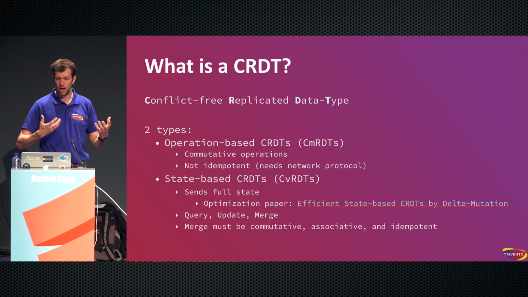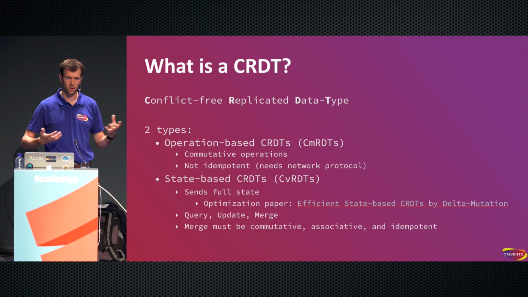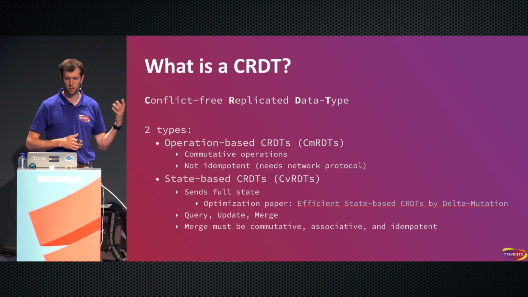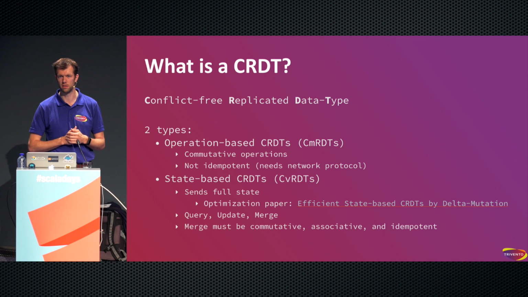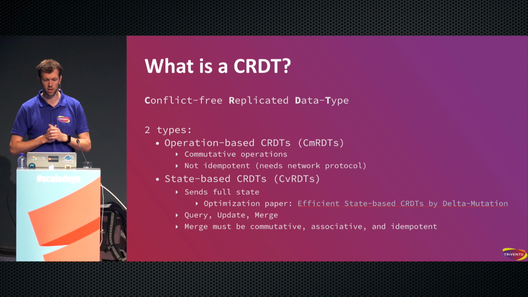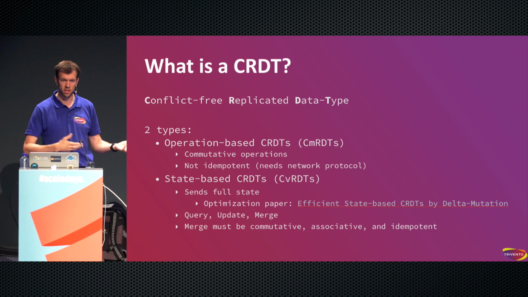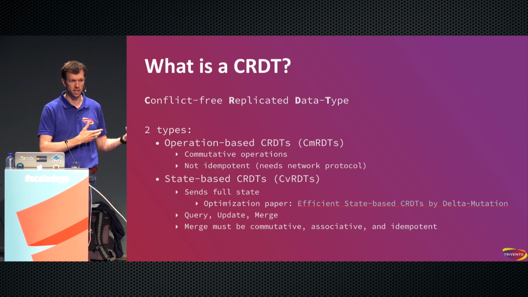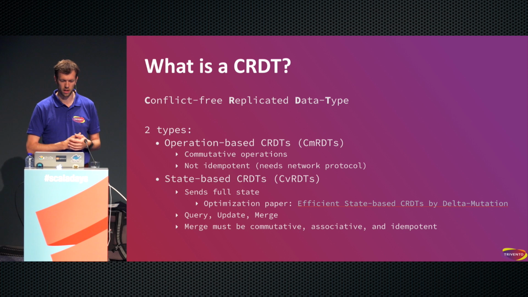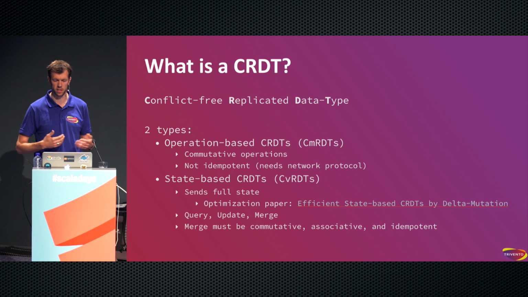But how do we do that? And what kind of mechanisms are there? And that's where the CRDTs come around. CRDT stands for conflict-free replicated data type. So it's essentially in the name, there's no conflict in this data type, or it's resolved deterministically.